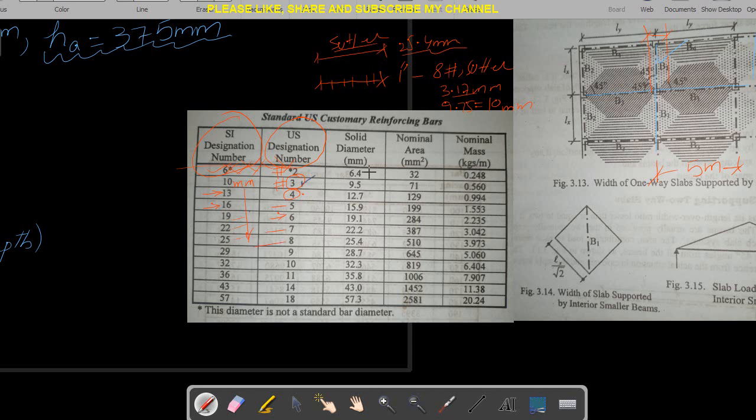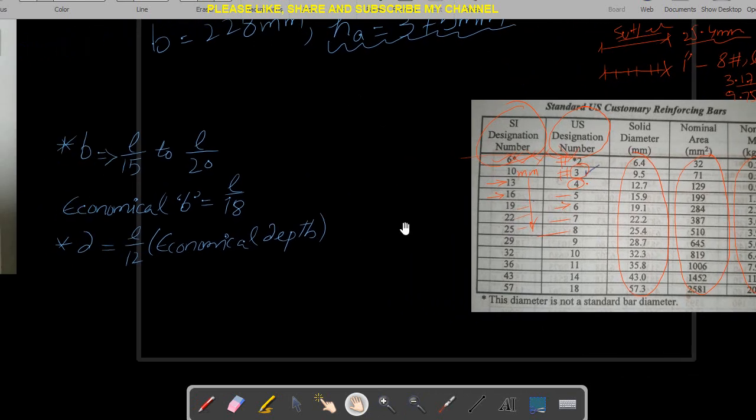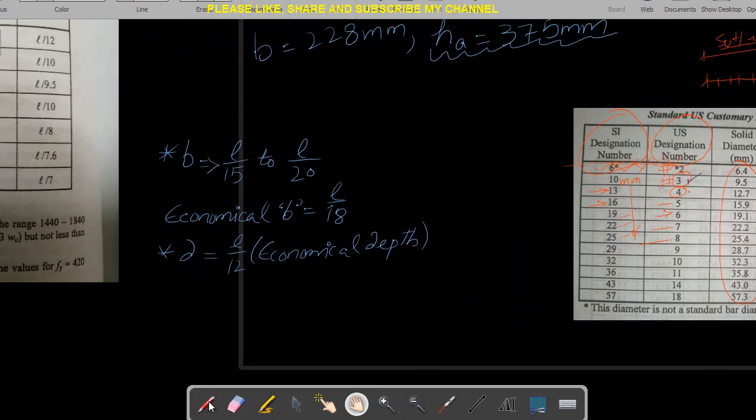And these are the diameters of these bars in millimeter. These are the cross-sectional areas in square millimeter, and these are the weights. So this table is very important to understand if you are converting from US to SI or SI to US. This is important. Next thing, this is important. I have discussed this in my previous parts in lecture 02, in parts 4, 5, 6, right?